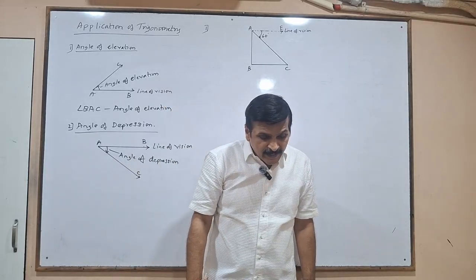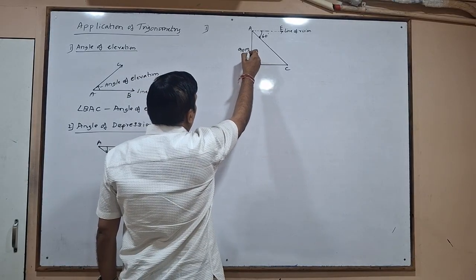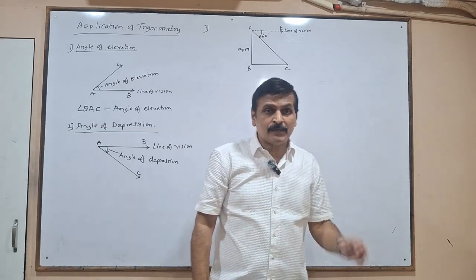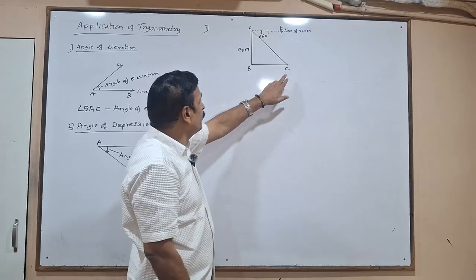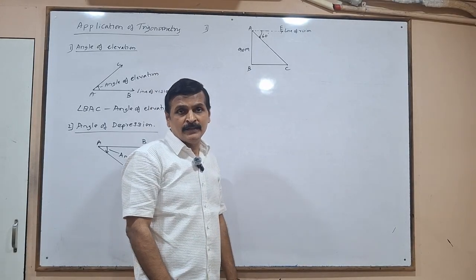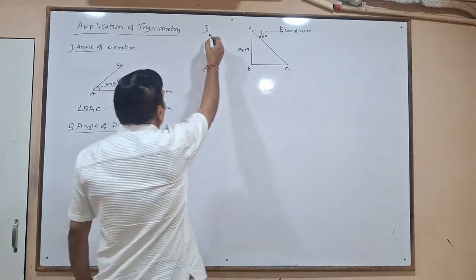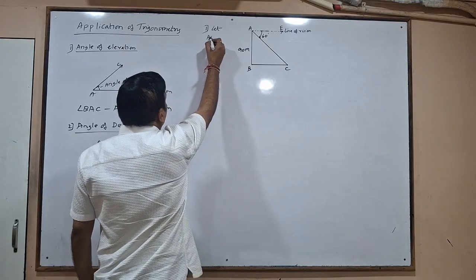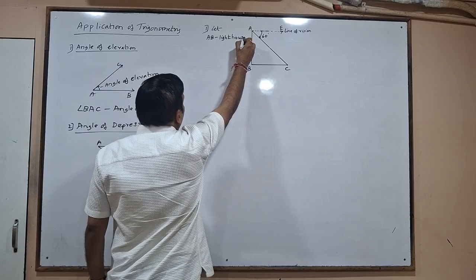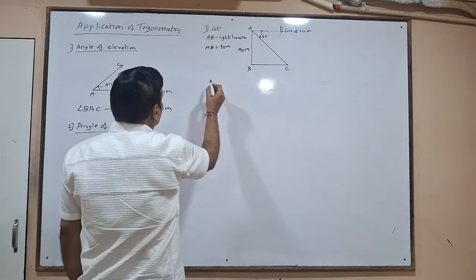Further they say the height of the lighthouse is 90 meter. Find how far the ship is from the lighthouse. So I have to calculate BC, the distance. So what all things we have considered should be mentioned. Let AB be the lighthouse. AB is 90 meter.